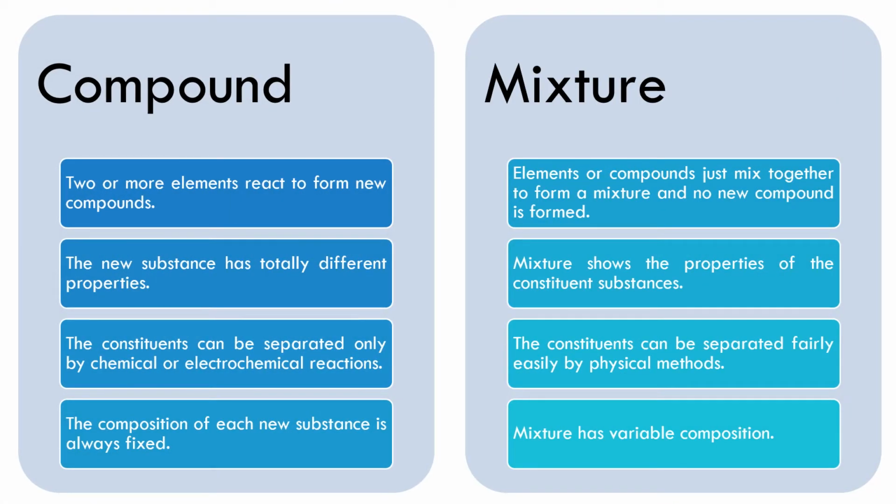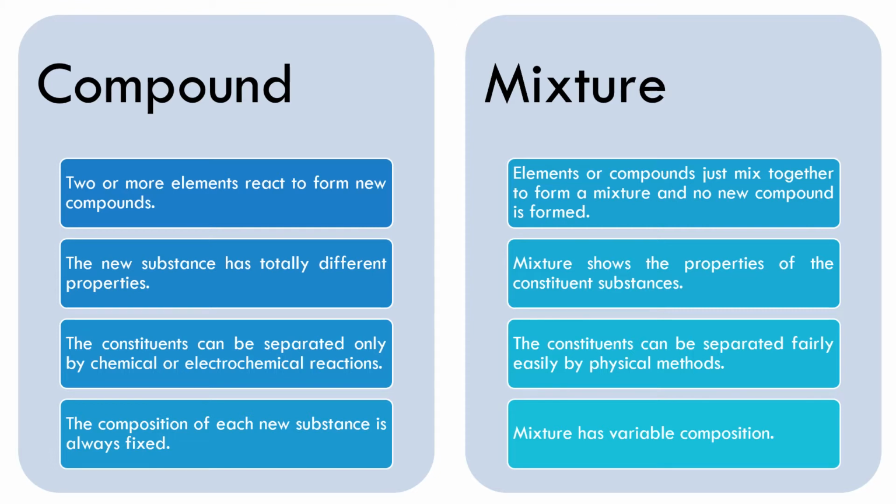Let's learn the differences between compound and mixture. Two or more elements react to form new compounds, whereas elements or compounds just mix together to form a mixture and no new compound is formed. In a compound, the new substance has totally different properties. But in a mixture, it shows the properties of the constituent substances.